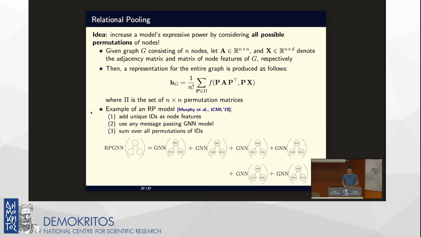However, the number of permutations is n factorial, so it's very large even if the size of the graph is small. Here, where we have 3 nodes, we have 3 factorial, which is 6 different graphs in total. So we need to feed those graphs to some GNN model like the graph isomorphism network. This will give us a feature vector for each one of those graphs. We sum those vectors and we get the final representation.